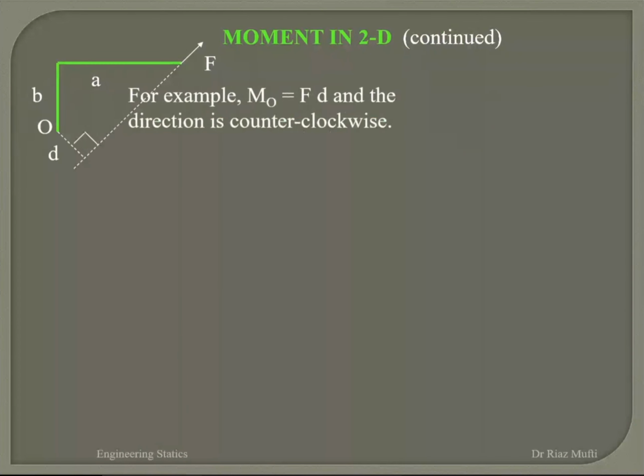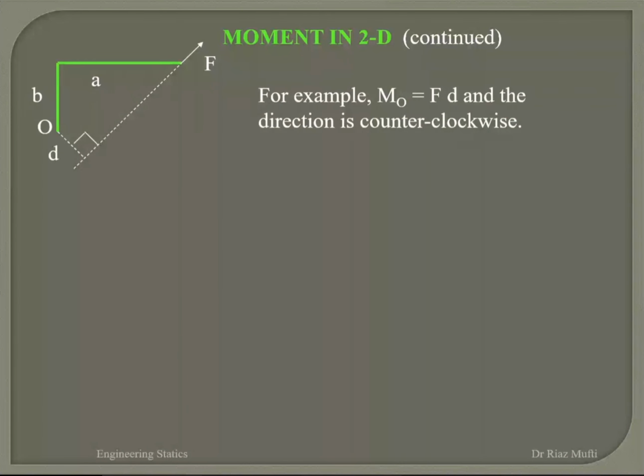Okay, yeah, put it here also. Yes, force line. This is interesting. Okay, so it says here, for example, M naught, that's point O here, that's one, is equal to F times D. This is the force being applied. That's the force applied, and it's in this direction.